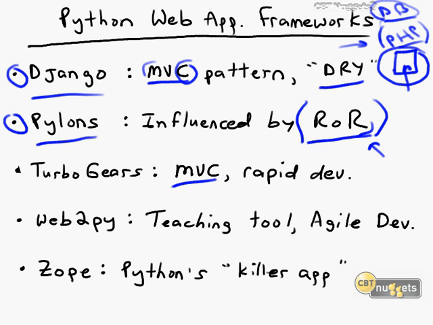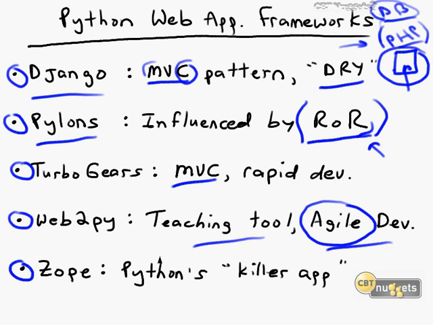TurboGears, MVC, it features rapid development. Web2Py was originally designed as a teaching tool, supports agile development. As you get more experienced with software development and design patterns, you're also going to probably want to take a look at agile software development. It's a really nice methodology for very quickly and accurately working your way through a software development product in a team environment. And then finally we have Zope. Zope's been around for a while.